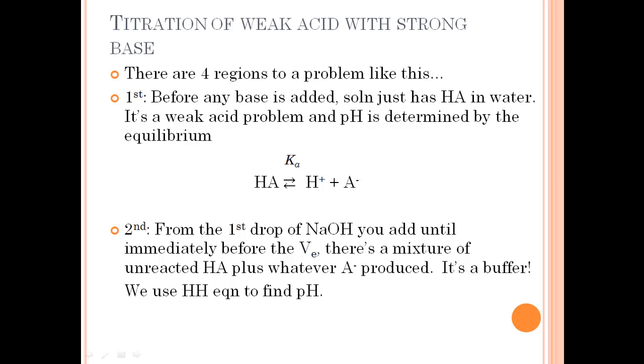It's a weak acid problem, and the pH is determined by the equilibrium that we've seen before for weak acid reactions. The second part of a weak acid with strong base titration is from that first drop of strong base that you add until immediately before the equivalence point, there's a mixture of unreacted weak acid plus whatever conjugate base that's produced. That should remind you, it's exactly like a buffer. So what we'll use is the HH equation to find the pH.